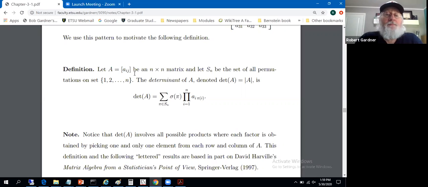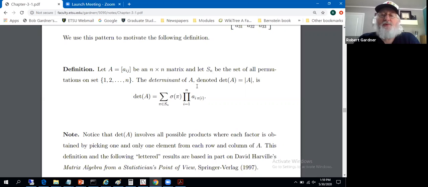Take A as a matrix. Square matrices, you only talk about determinants of square matrices. It has entries A sub ij. Let S sub n be the set of all permutations on the set 1 through n. It's a group, but we don't need any of the group structure. We'll mention inverses here in passing in some of the proofs. But that set of all permutations, there are n factorial of them.